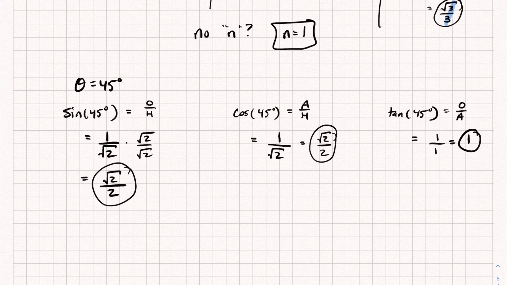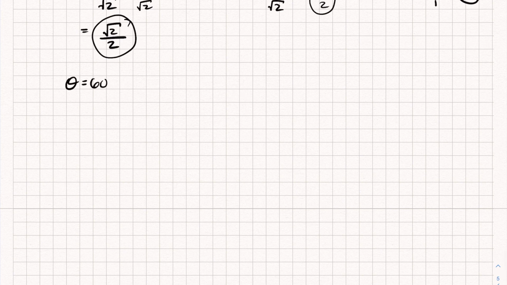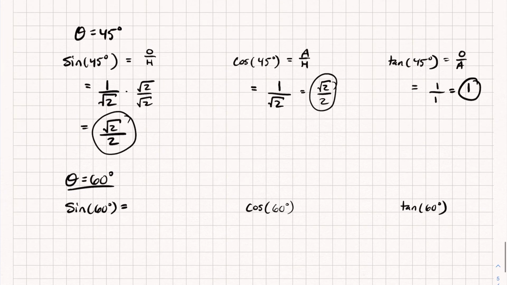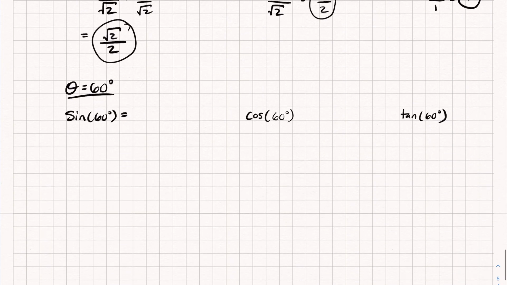All right, and that leaves us with one last angle, 60 degrees. What is sine of 60? What is cosine of 60? And what is tangent of 60? All right, sine of 60 is opposite over hypotenuse. Since I'm doing 60 degrees, I'm going to go back to my 30, 60, 90. My 60 is in the lower left. Sine is opposite over hypotenuse. So it is root 3 over 2 divided by 1. Notice I'm dividing by 1. So the answer is root 3 over 2.